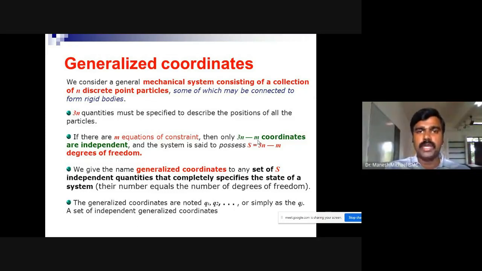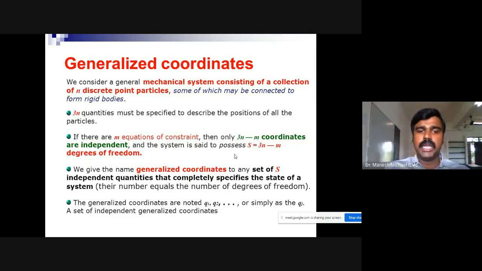Generalized coordinates are calculated by excluding the corresponding constraint forces or constraint equations existing in the system. For example, if you have a diatomic molecule, each atom has three coordinates, so 3 times 2, that is 6 coordinates, are needed. But there is a constraint connecting these two atoms in the molecule. So the constraint is 1 and the total coordinates is 6. Overall you need only 6 minus 1, that is 5 coordinates.